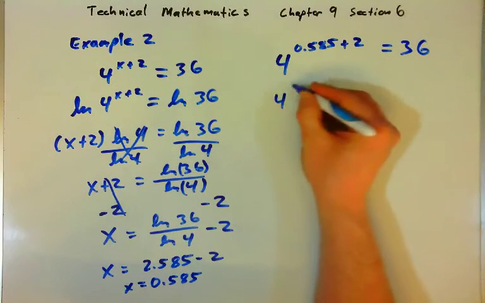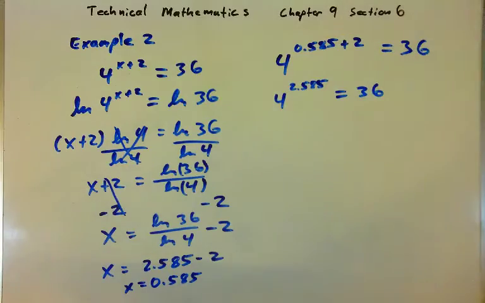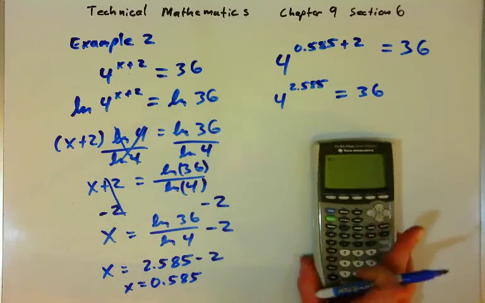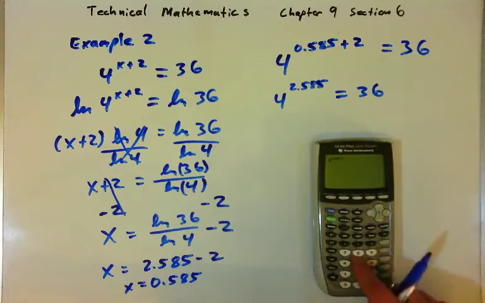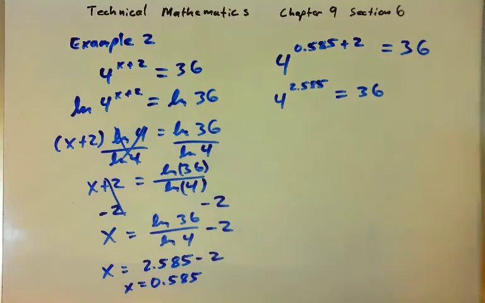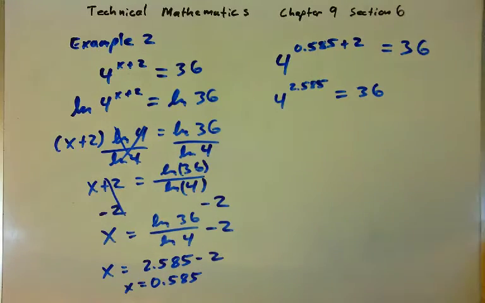And so we'll add these together first. 4 to the 2.585 power should be equal to 36. And we can use our calculator to find 4 to the 2.585 power. And we get 36.00187. So we did round our answer, so it's not exactly right, but it's very close.